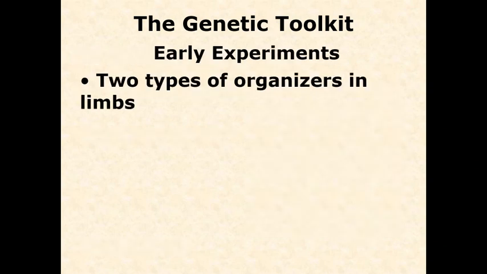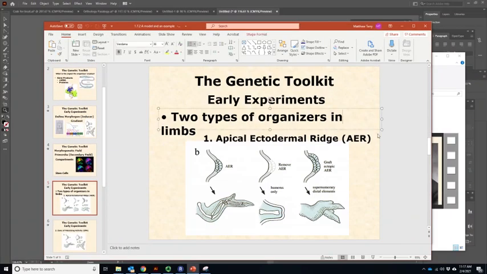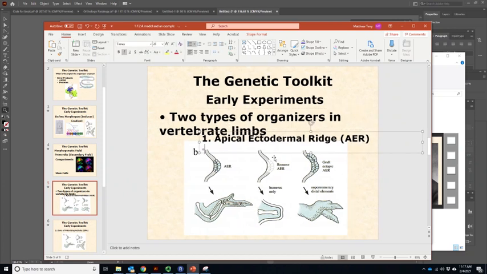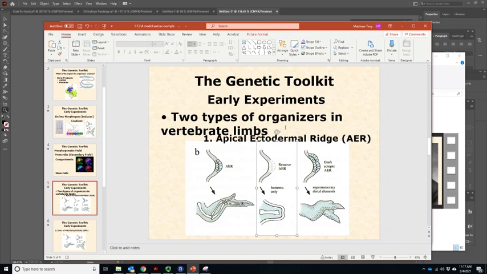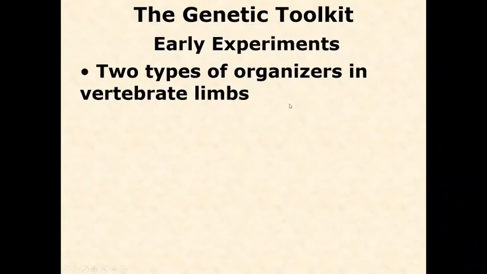Now, the early experiments that we're going to look at show that there were two types of organizers in limbs, and we're talking specifically, in fact, let's modify this. We're going to talk specifically about vertebrate limbs. Although, again, we might expect to see some amount of similarity if we were looking at even more distantly related things because of this surprising conservation of these toolkit genes. But this one is specifically for vertebrate limbs, okay?